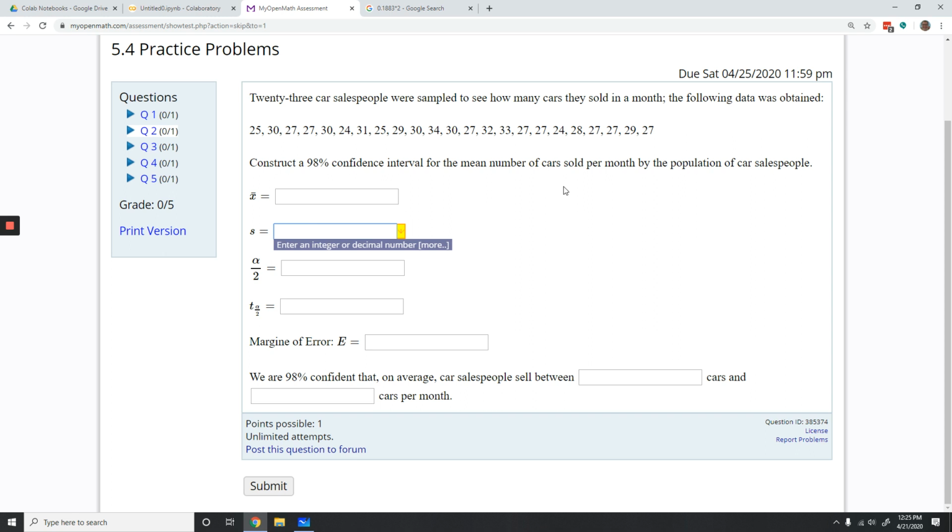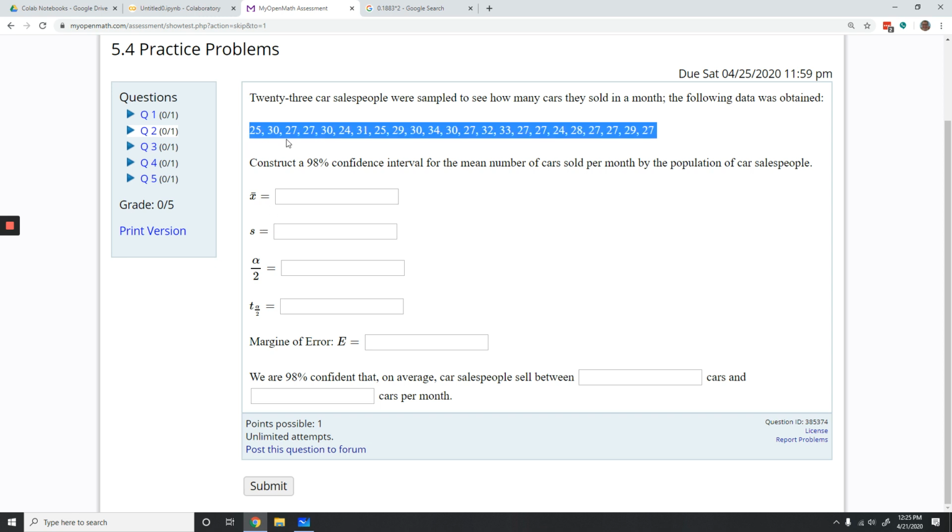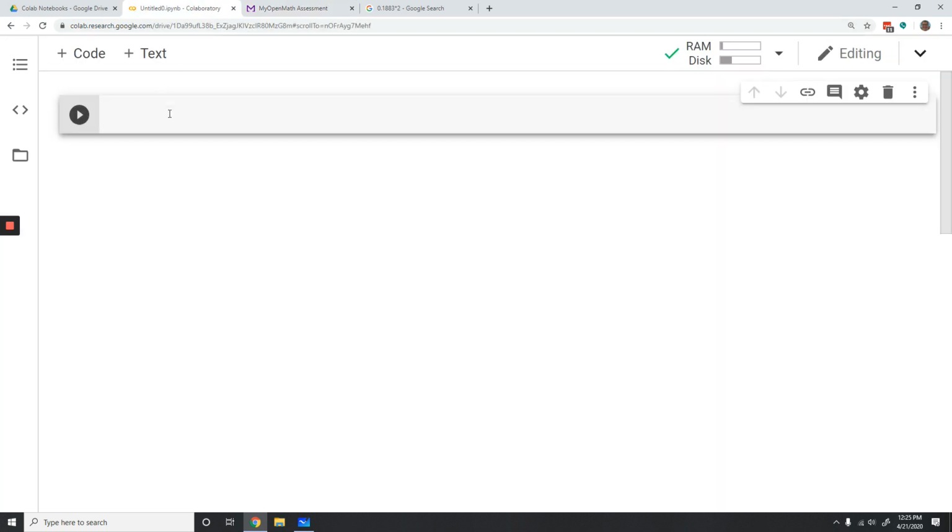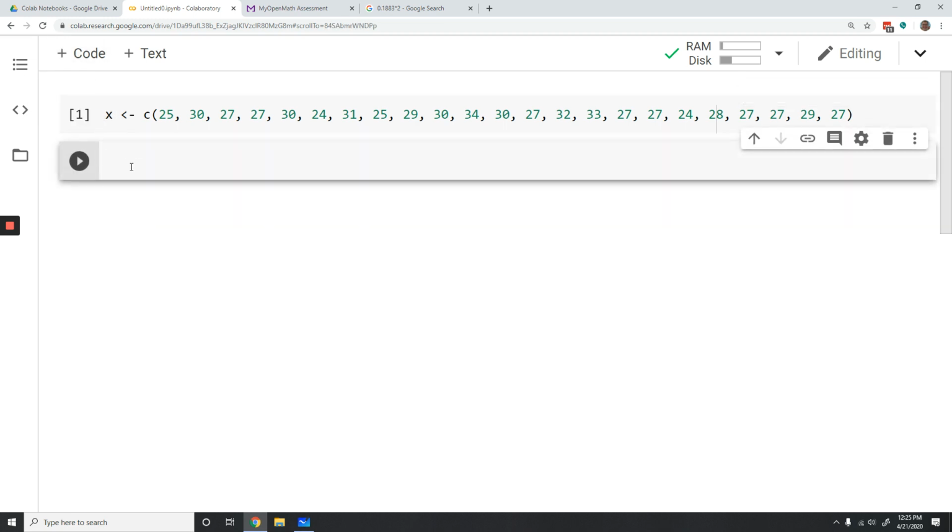Okay, so our first step here is going to be to calculate the sample mean and the sample standard deviation. So let's grab our data here. I'm going to start by pasting it in here. Okay, I've got my data, and I ran it, so it's all set. It's stored in the variable.